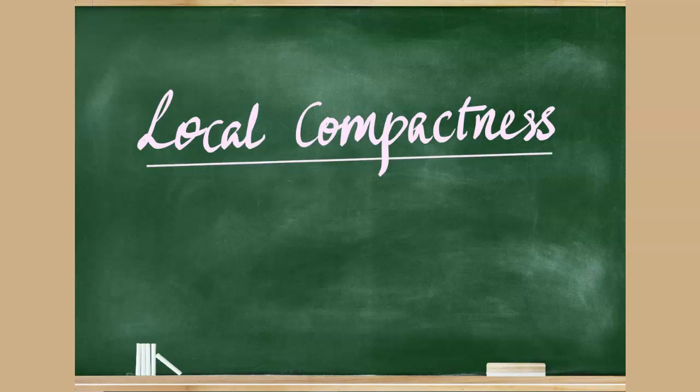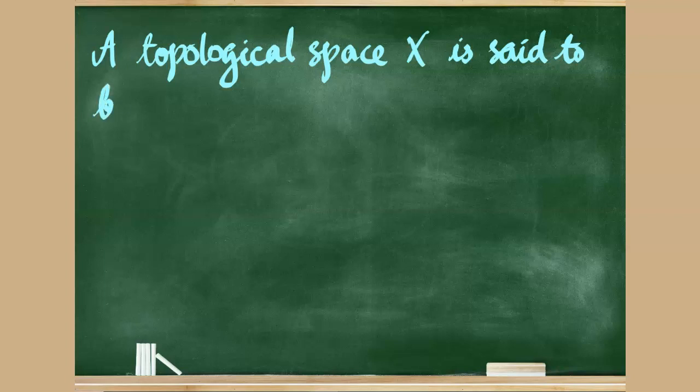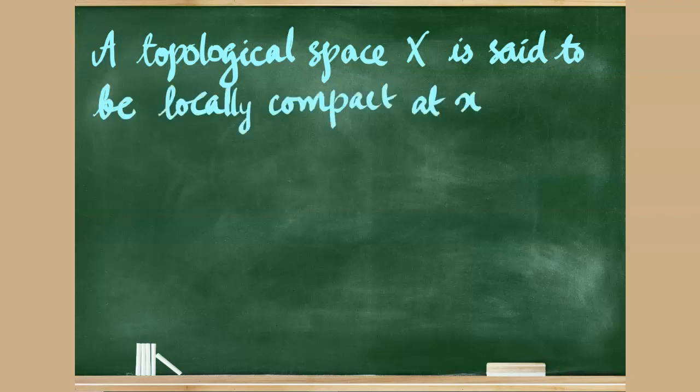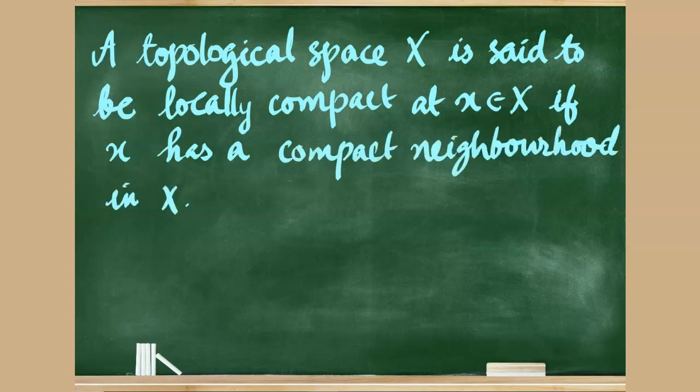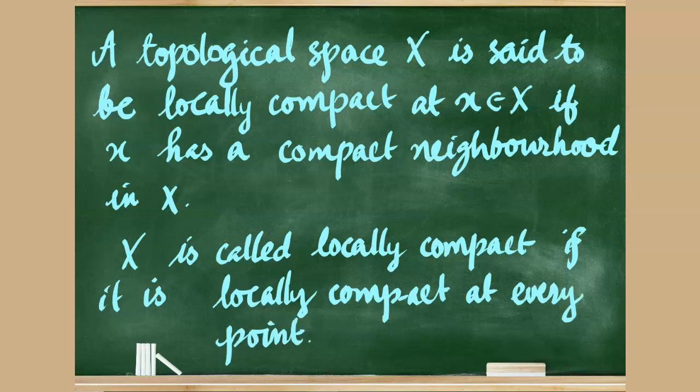Local compactness. A topological space X is said to be locally compact at a point small x element of capital X if X has a compact neighborhood in capital X. We also say that the space X is locally compact if it is locally compact at every point.